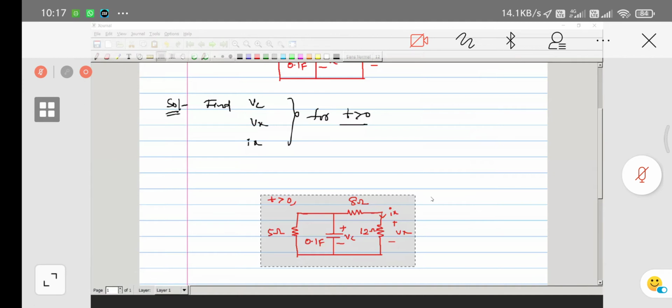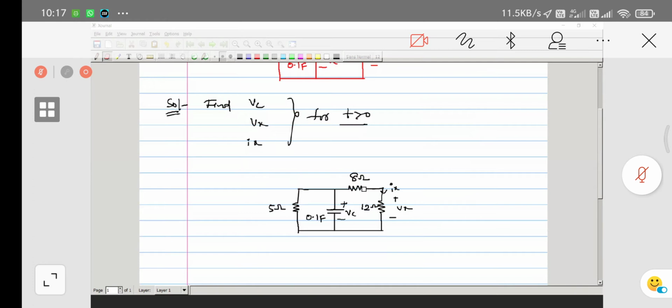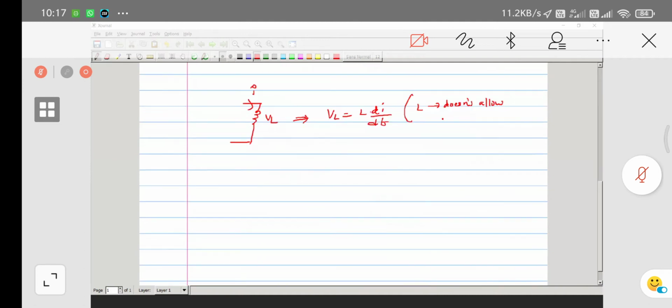For example, I am considering this is my inductor. The current flowing through the inductor is I. The current in the inductor cannot be changed suddenly.